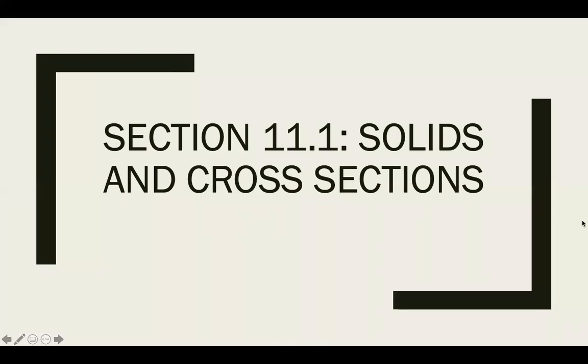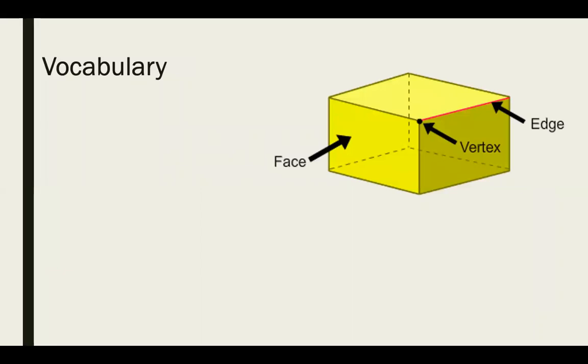This video covers the first section of chapter 11, which is about solids and cross sections. So in chapter 10, we were talking about area, and now here in chapter 11, we're primarily going to be talking about volume, which is the three-dimensional space that an object takes up. And so first, we just need to talk about these three-dimensional shapes before we can talk about how to find the volume of them. So some vocabulary.